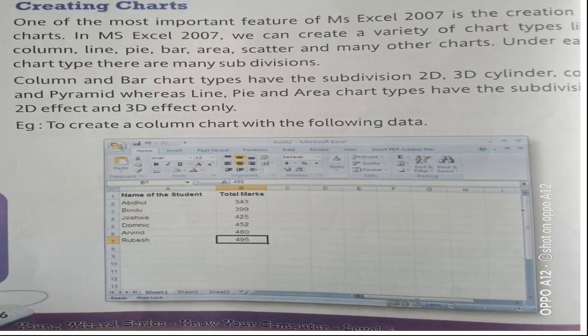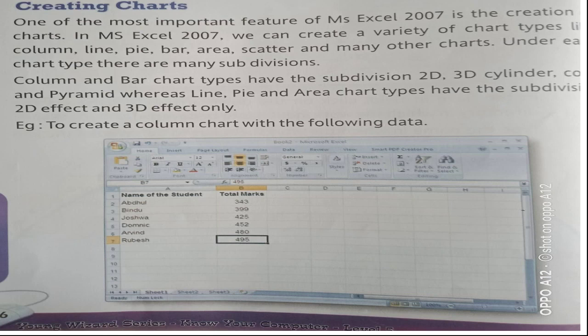Then creating charts. How to create a chart? See, there is one situation given here in your textbook. One of the most important features of MS Excel 2007 is the creation of charts. In MS Excel 2007, we can create a variety of chart types, like column, line, pie, bar, area, scatter, and many other charts.